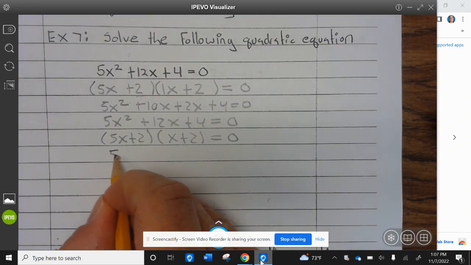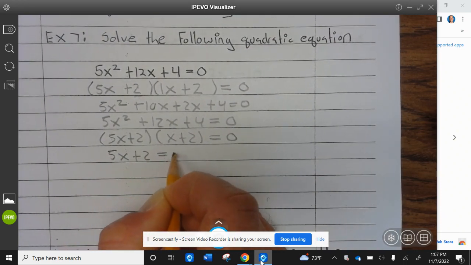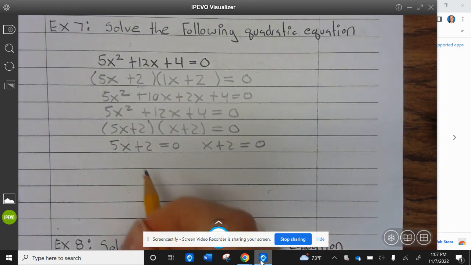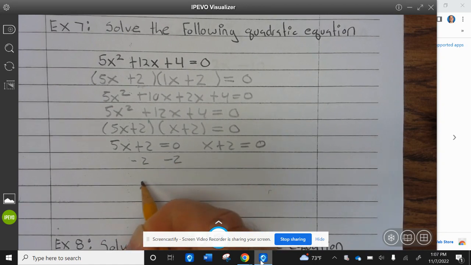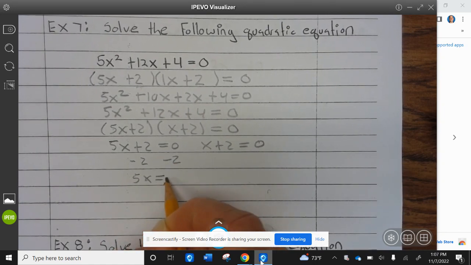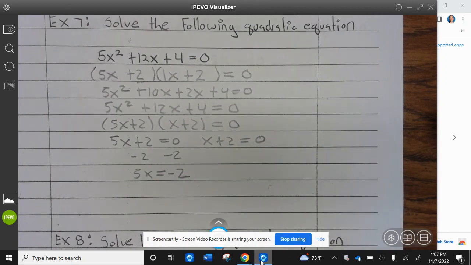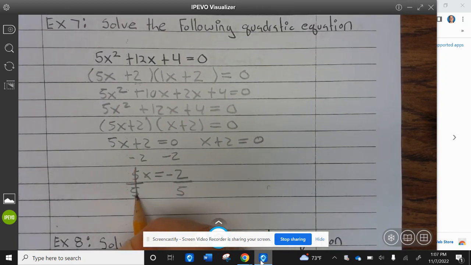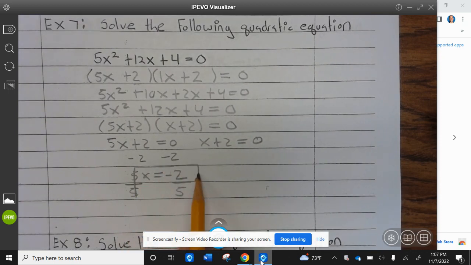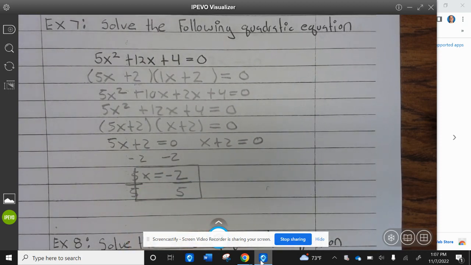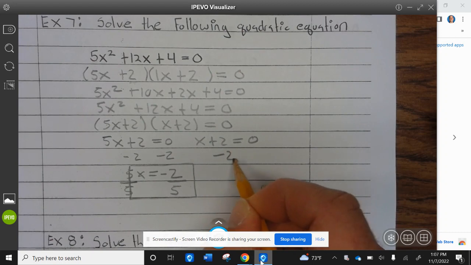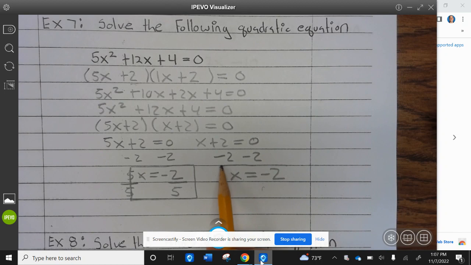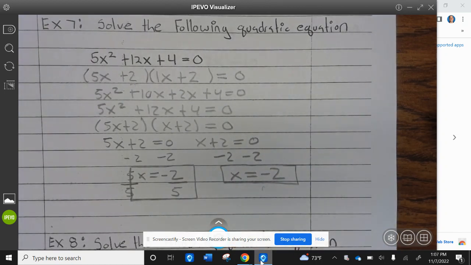So now we set those equal to 0. 5x plus 2 equal to 0. x plus 2 equal to 0. Subtract 2 from both sides. You get 5x equals negative 2. Divide both sides by 5. x equals negative 2/5. Okay, subtract 2 from both sides. x equals negative 2. All right, go and finish up example 7.